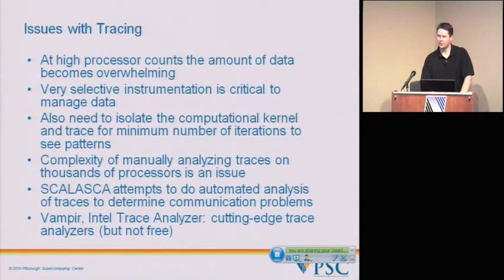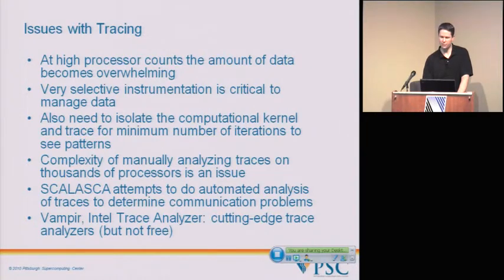So I already alluded several times to some of the issues with doing tracing: it can generate an overwhelming amount of data, especially if you go to really high processor counts. So you have to be very selective in your instrumentation, just a handful of functions. You want to make sure you can isolate that computational kernel, the section of the code you're interested in, and just do the trace for the minimum number of iterations. If you can just do a few iterations on a few functions, then tracing can be scalable. You can do traces on thousands of processors.